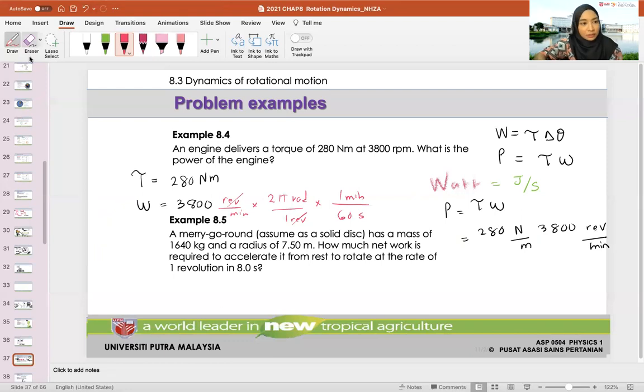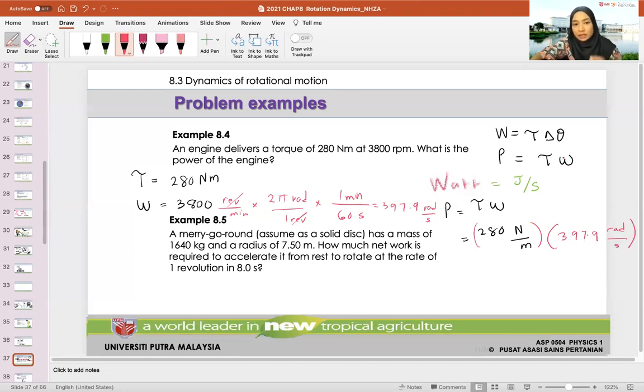Can someone calculate that for me? I don't have my calculator. 397.94. Okay, 397.9 radians per second. So I substitute that. So this is torque, and our omega is now 397.9 radians per second. How do I get joules from Newton per meter and radian? I have the second, so that's good. How do I get joules?